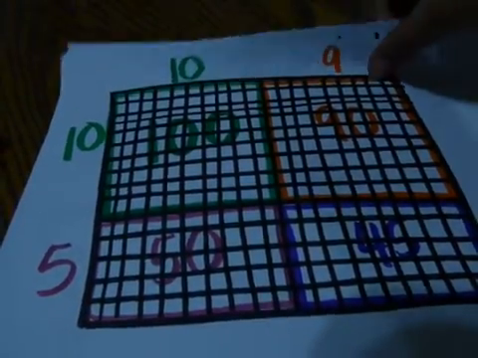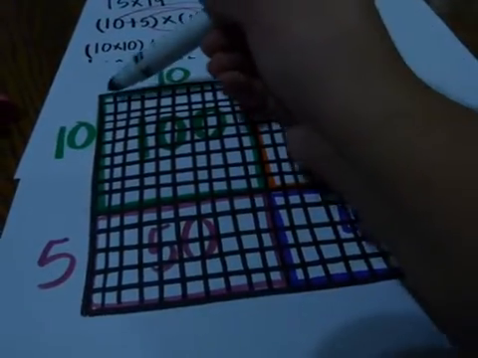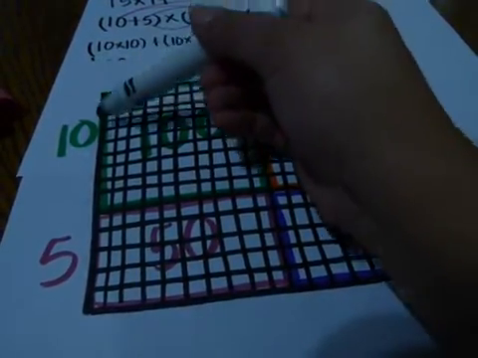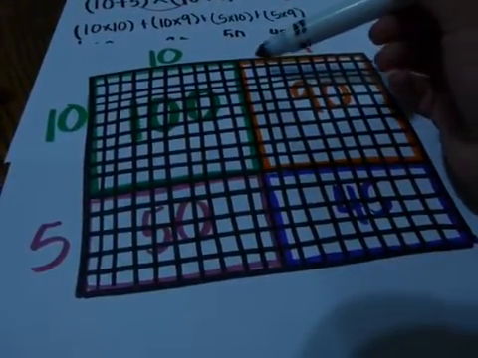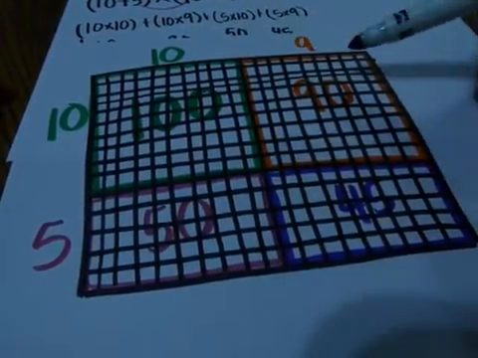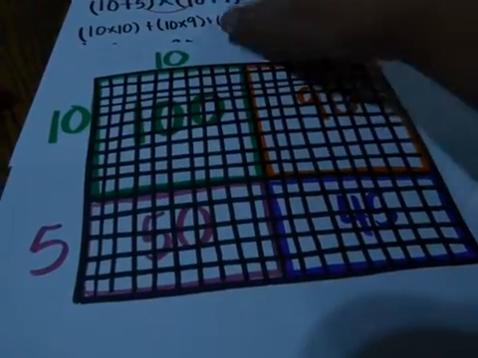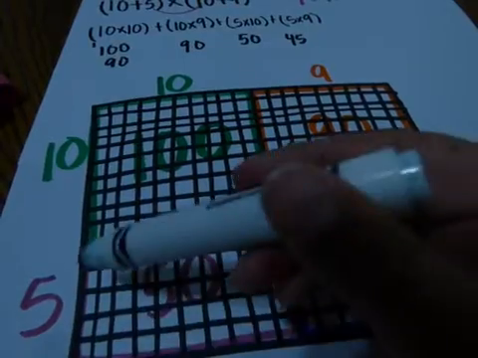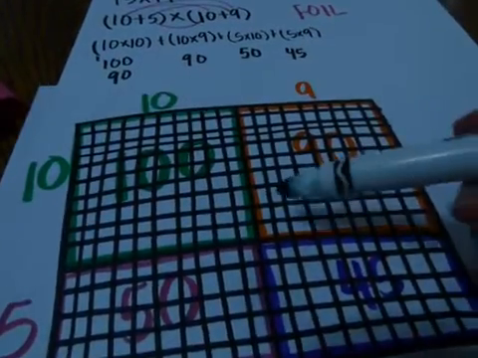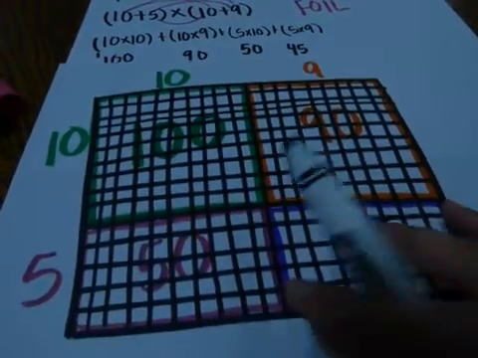So we have right here the 10 times 10. So that's represented by 10 across and 10 down. Next we have 10 and 9, so we have 10 down and 9 across. Next we would have 5 and 10, so we have 5 down and 10 across. And lastly we have 5 down and 9 across.